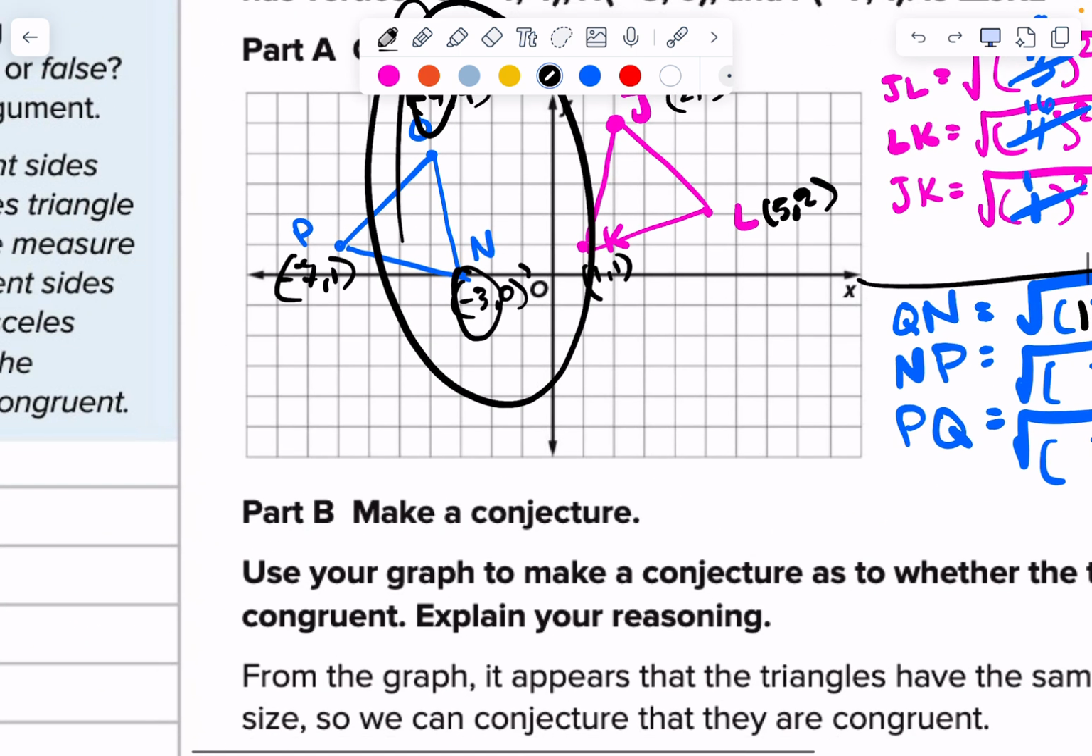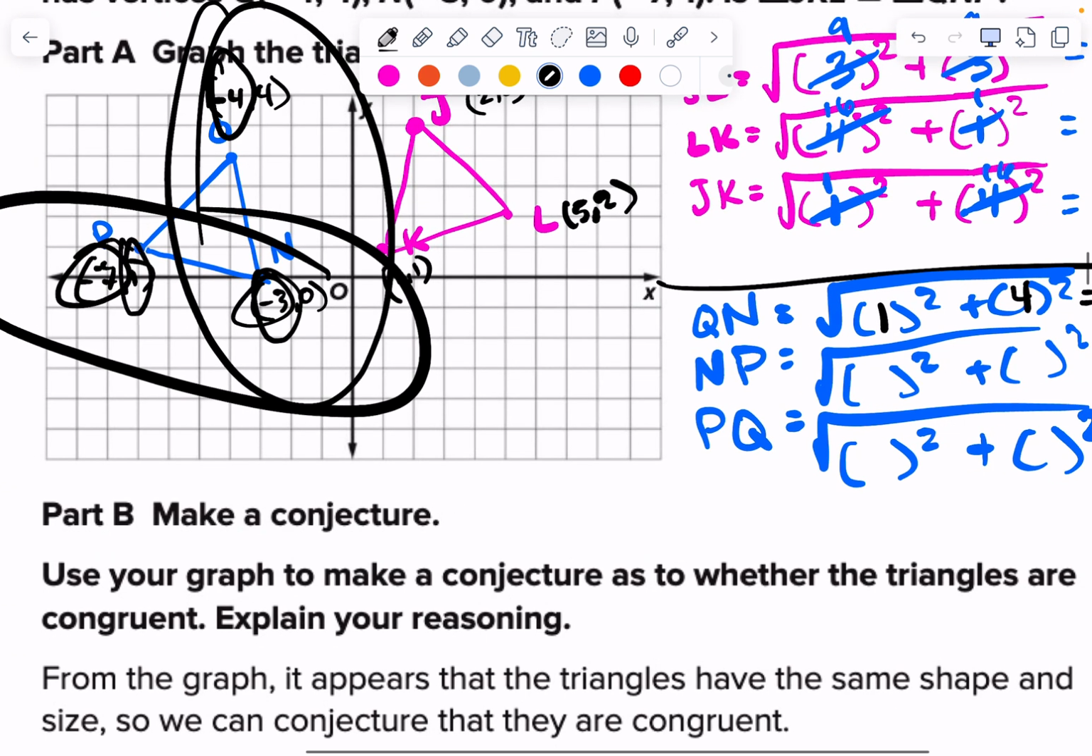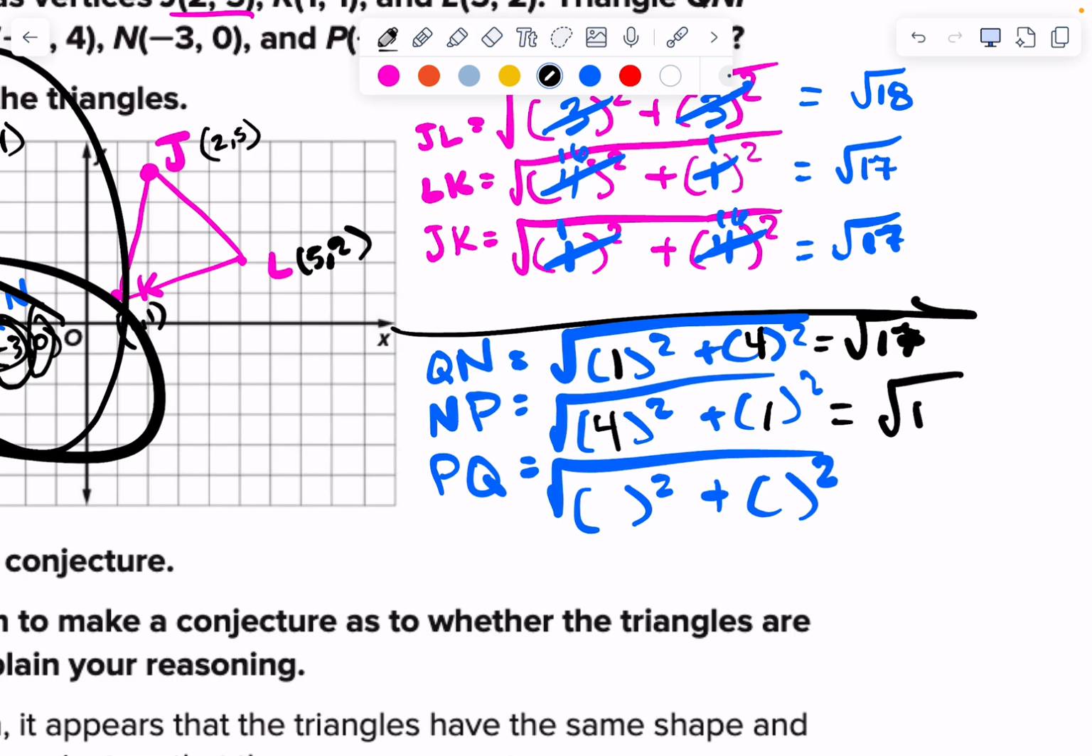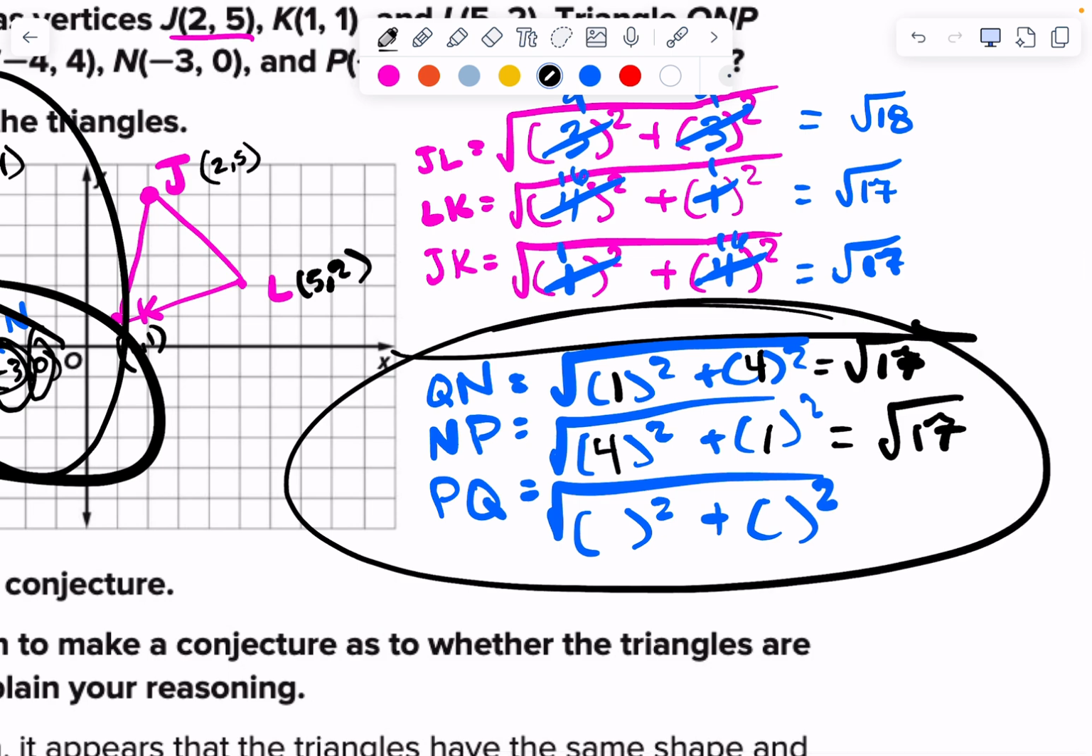Next one, NP, is this guy. I'm looking at -7 and 3, -3, 4 and 1 and 0. That is the square root of... Oh, it's looking good so far. I know at this point that this triangle is either isosceles or equilateral, right?